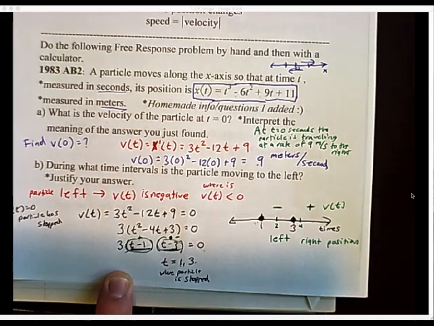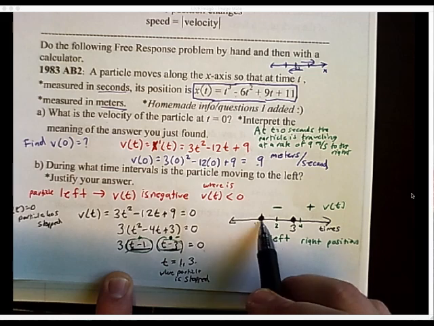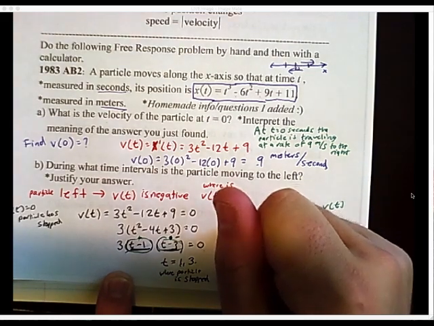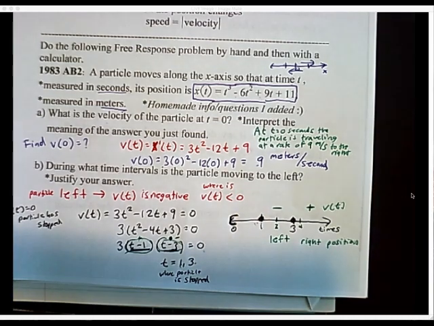Now pick another number. Now let's pick one to the left of 1. Now these are times. Technically you can't have time less than 0. You can pick any number including 0 though. Okay, so let's pick 0.